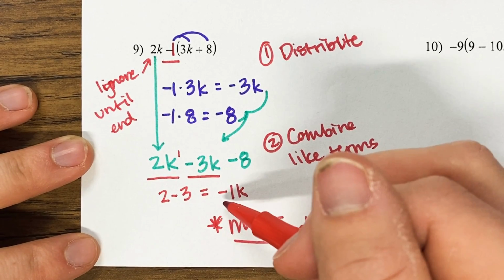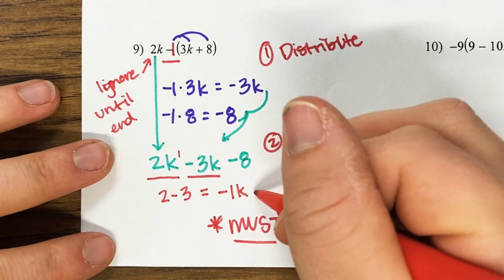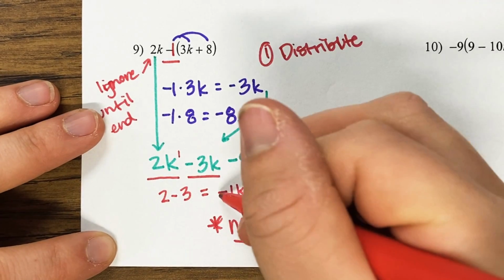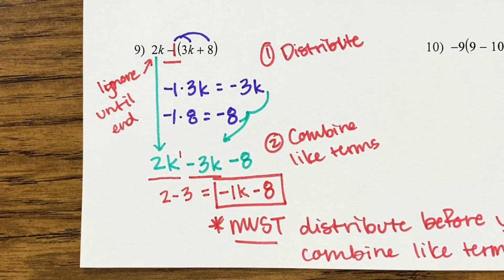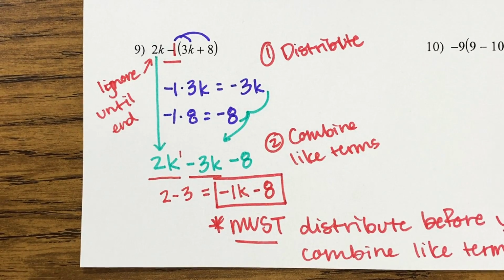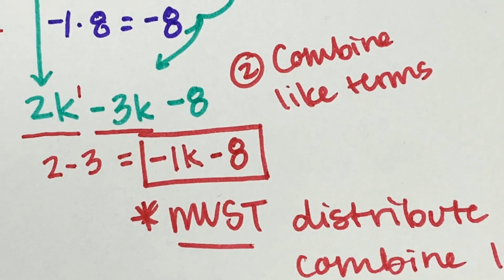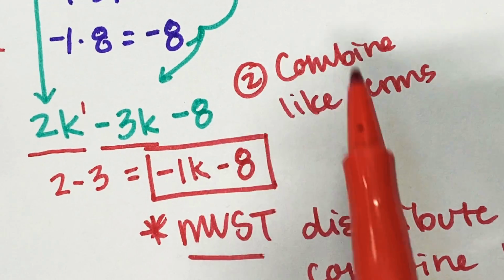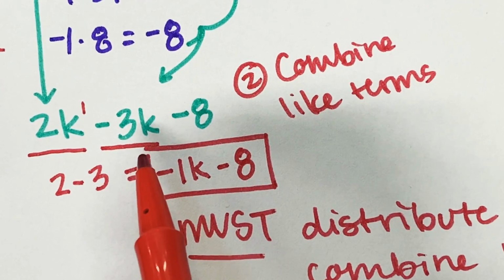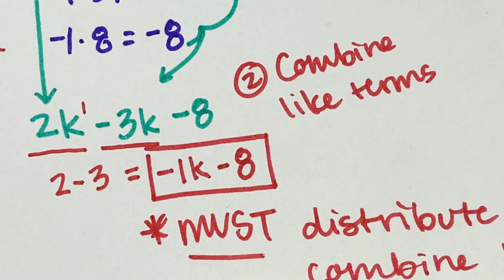And then can we combine negative 1k and minus 8? No. Okay, so we can just bring down that negative 8. Those guys are not like terms. Okay, so that is as simplified as it'll go. So our simplified expression is negative 1k minus 8. Okay, because the only two terms that we could combine when we're combining like terms was that 2k minus 3k. 2 minus 3 is negative 1. We had that k. With the negative 8, you just bring down.